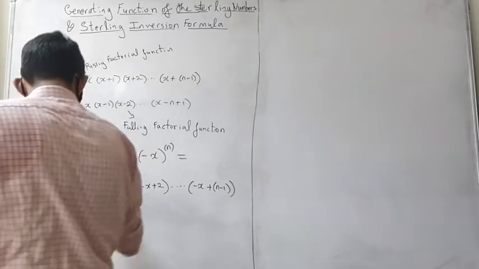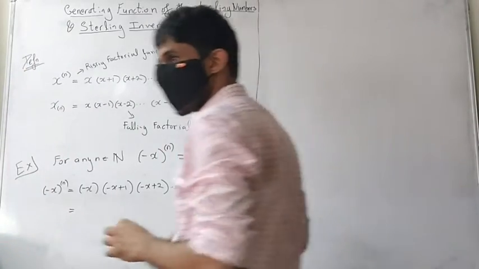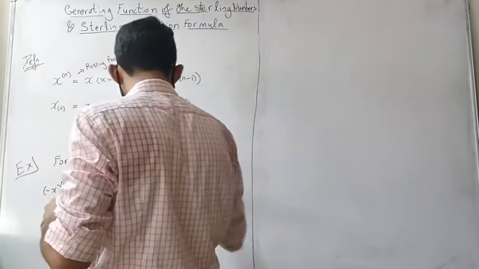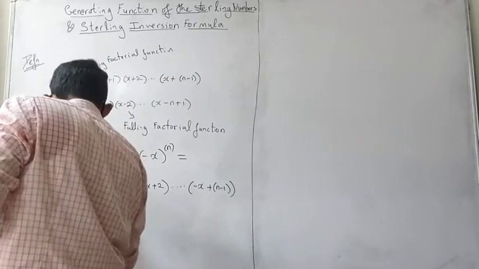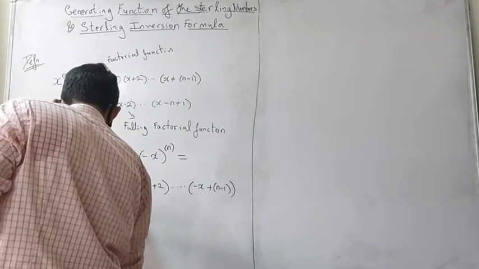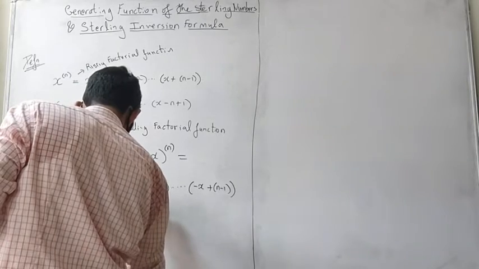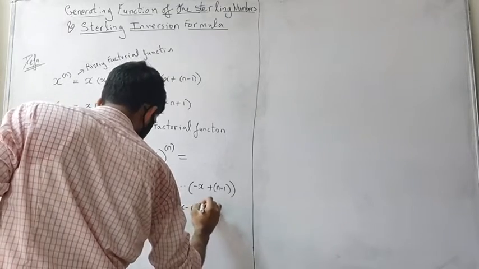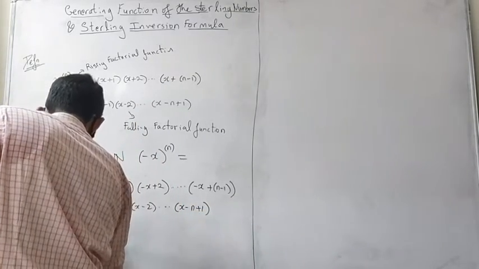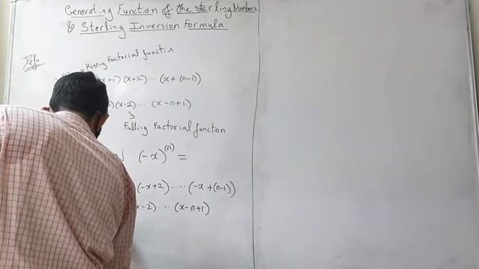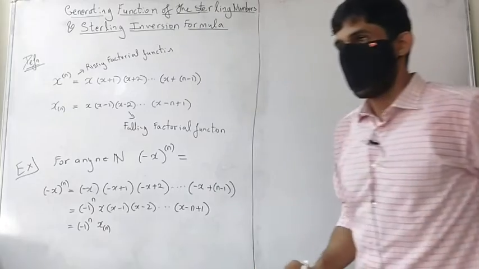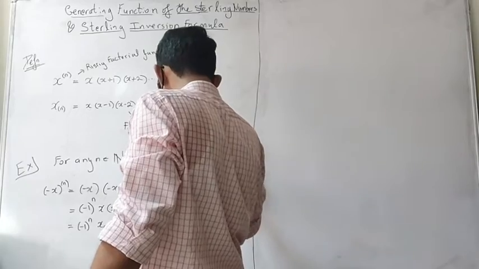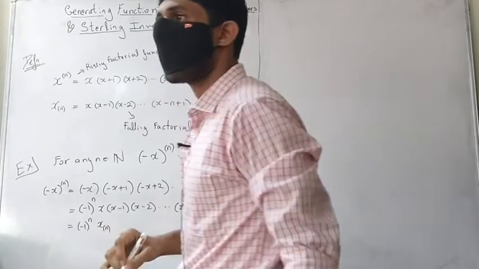We'll pull out minus 1 from each of these brackets. How many minus 1s are you pulling out? Minus 1 raised to, from each of these brackets, how many brackets are there? n. So you're going to get minus 1 raised to n times x, x minus 1, x minus 2 up to x minus n plus 1, right? That's exactly what we have, which is minus 1 raised to n times x falling n. So this is the relation between the falling factorial and the rising factorial.